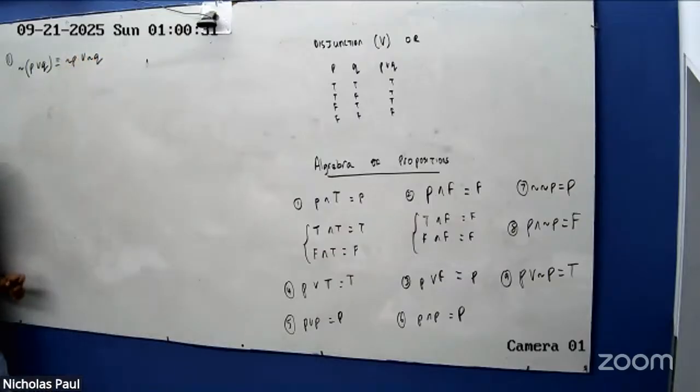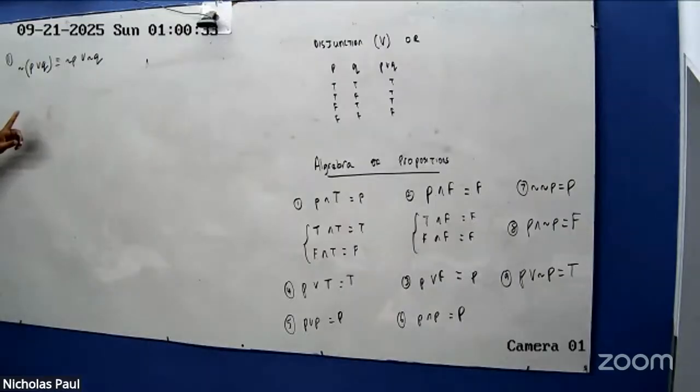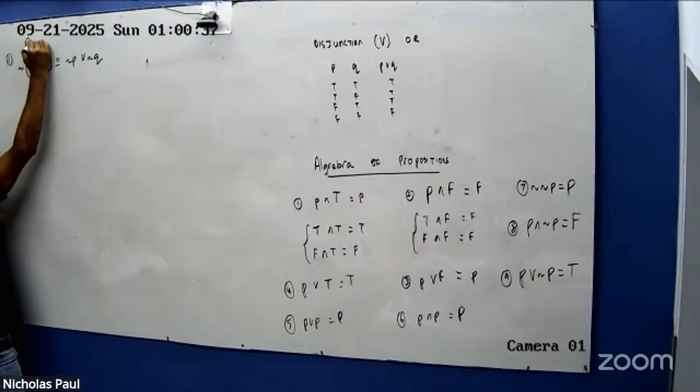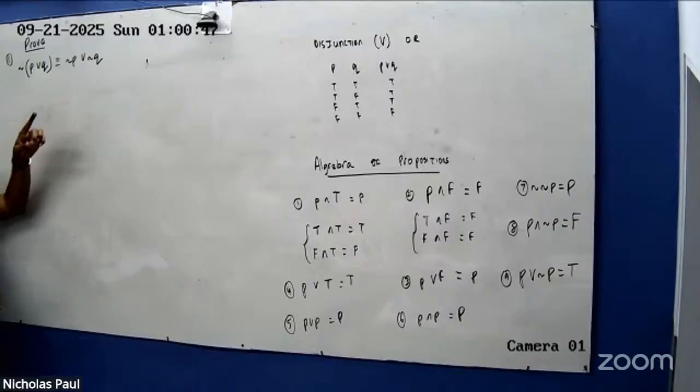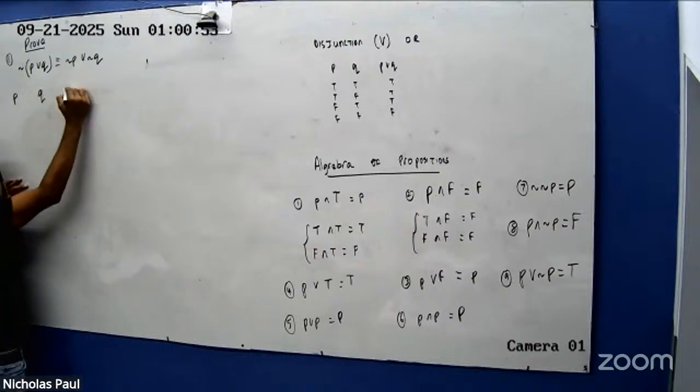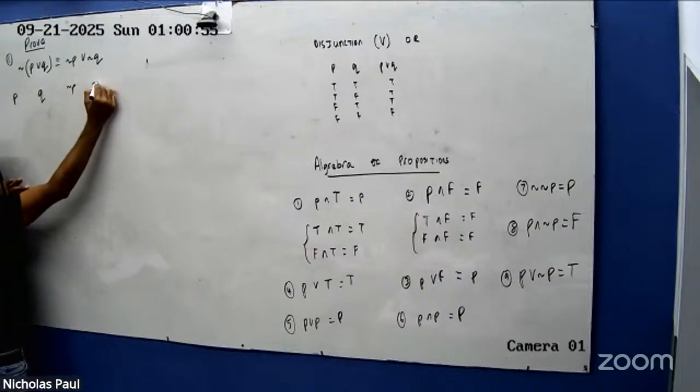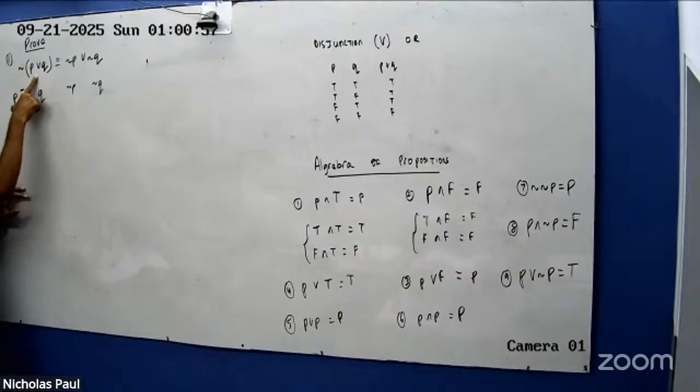Let's see if we can prove that this is logically equivalent. So you need to learn how to set this up. How many variables do we have here? P and Q alone. So two variables, P and Q. Then you have negation of P. Then you have negation of Q. What else do you have?